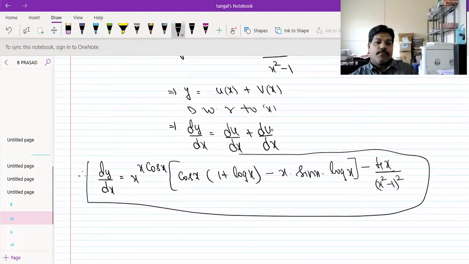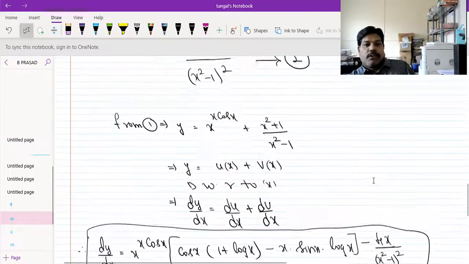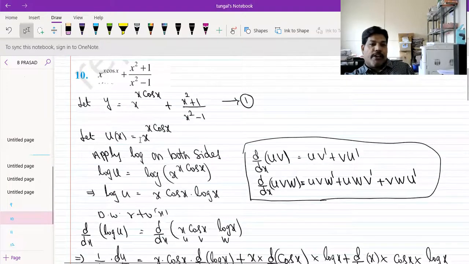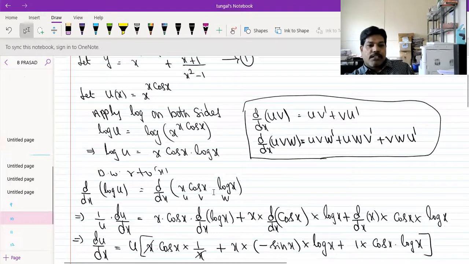So see that one question. First, the given problem, we are taking it as y. So y is equal to x power x cos x and (x square plus 1) by (x square minus 1). Let u of x be x power x cos x. Just apply the log and take the power to this side. It will become x cos x into log x.